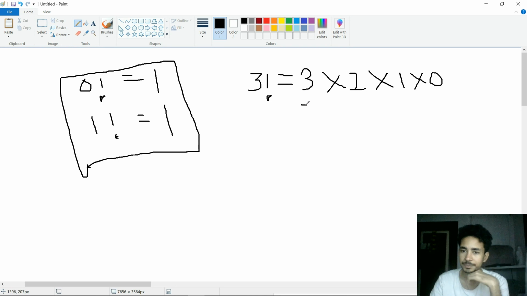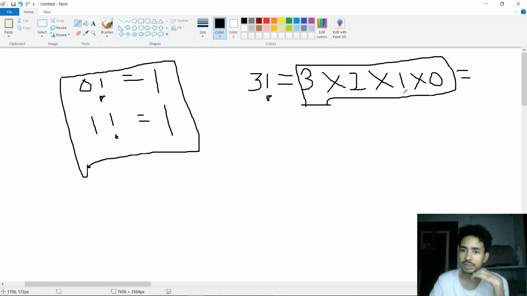What we basically want is 3 factorial into 2 factorial into 1 factorial. What is 3 into 2? 3 twos are 6, 6 ones are 6. So basically the answer is 6.